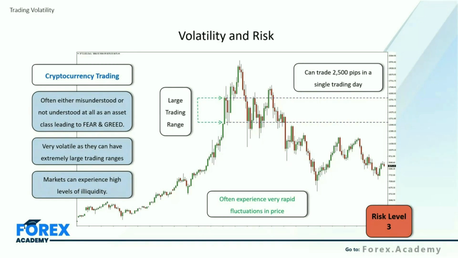So an asset like this, perhaps a cryptocurrency, would hypothetically get a risk level association of 3 and would be much more volatile perhaps than a forex pair or a commodity or equity index.